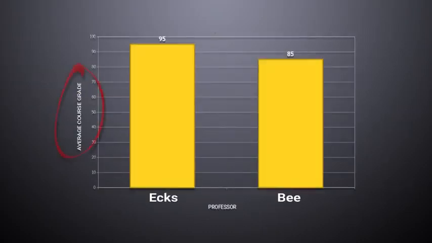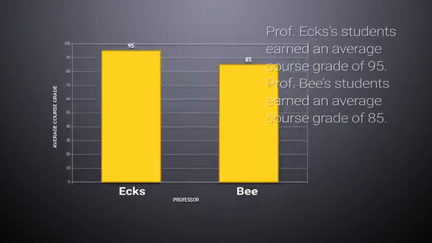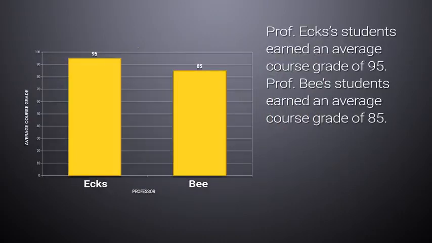Let's look at this chart. It shows the average course grades that students received in a course. Half of the students took the course with Professor X, the other half took it with Professor B. You can see their average course grades here. We can make several statements based on this information. For example, Professor X's students earned an average course grade of 95. Professor B's students earned an average course grade of 85.